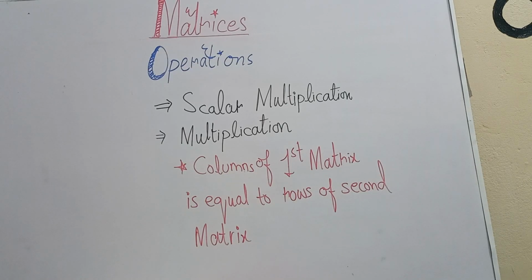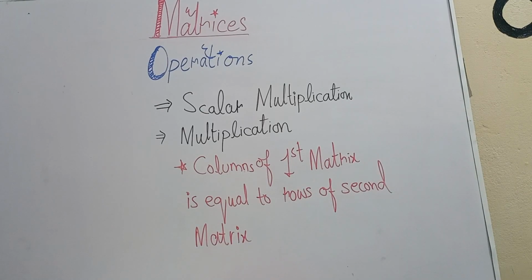Here there is a lot of confusion regarding this condition of multiplication, because most of the students confuse the order of a matrix with this condition. They can take this condition as the order of the matrix, but for the order we have the rows first and the columns second. But for the condition of multiplication, it is the columns of the first matrix and the rows of the second matrix. So let's understand it with an example.